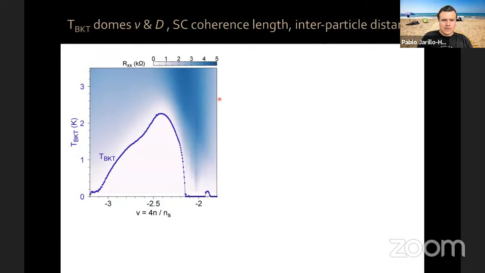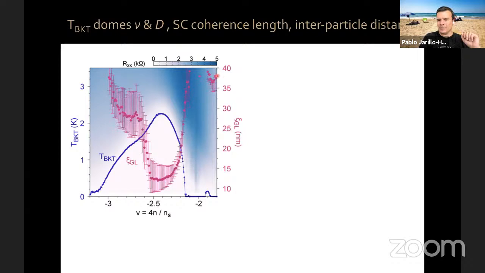So this is TBKT in the region around 2 holes per moiré unit cell as a function of filling factor at optimal displacement field, okay? As you can see, there is a very small superconducting dome for electron doping around 2 holes per moiré unit cell, and a much bigger dome for extra holes with respect to 2 holes per moiré unit cell, okay? Now, along the same axis, I can measure also the Ginzburg-Landau superconducting coherence length by doing measurements in a perpendicular magnetic field, okay? And as you can see, the superconducting coherence length is non-monotonic, it has a minimum near optimal doping, okay? And the superconducting coherence length, if you look at this axis, is actually extremely short, okay?